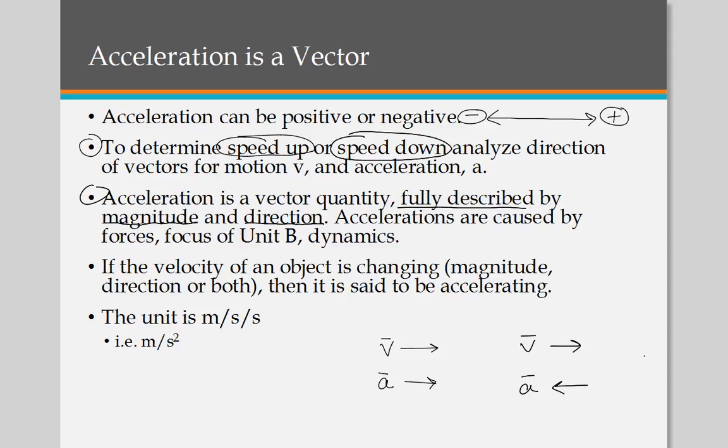Also, if the velocity of an object is changing, then it is said to be accelerating. So it could be the magnitude or the direction or both. As long as one of those components is changing or both, then it's acceleration. And we'll come and revisit this idea later when we get to centripetal motion. And the unit is meter per second, or in other words, meter per second square.